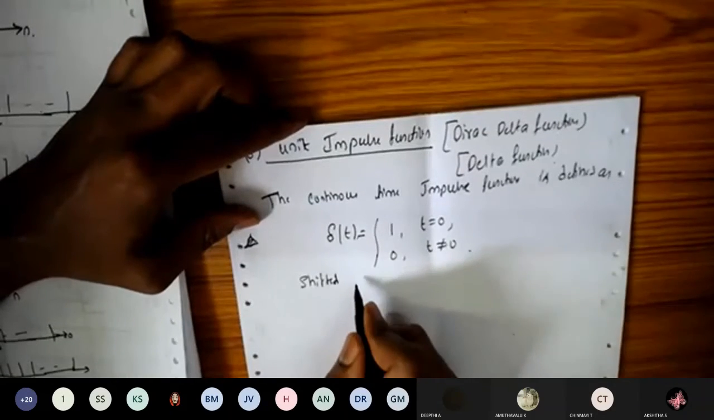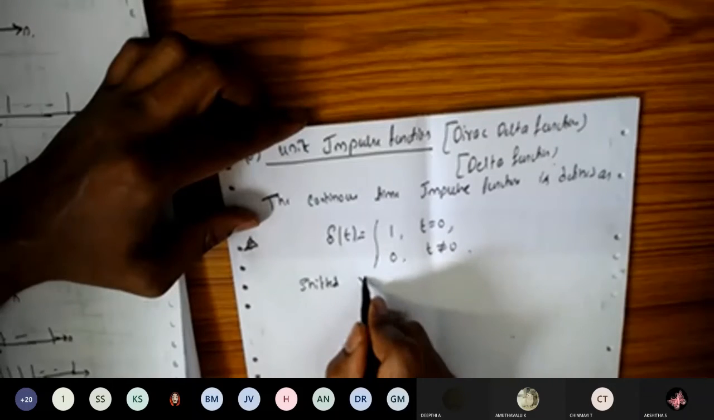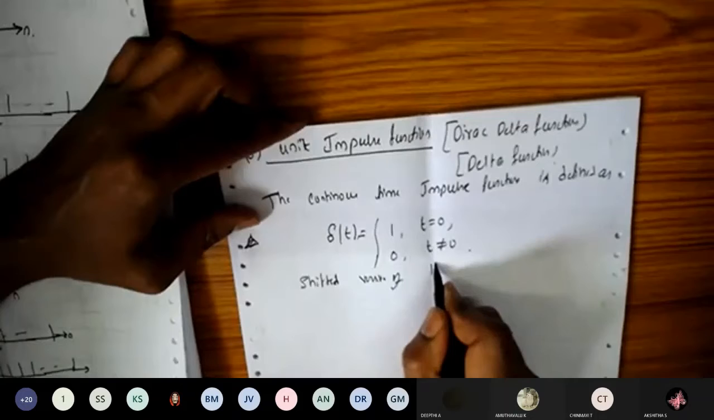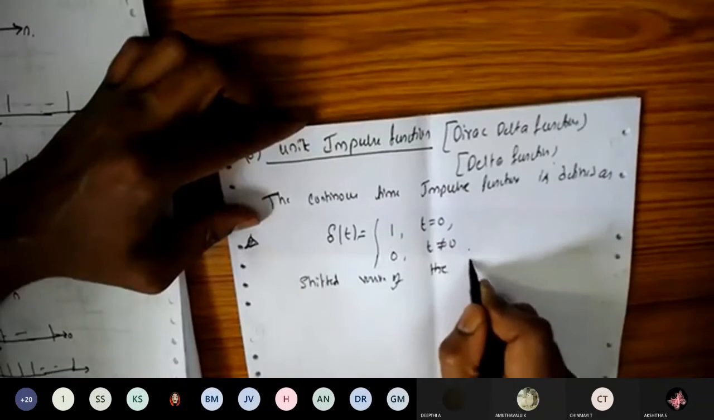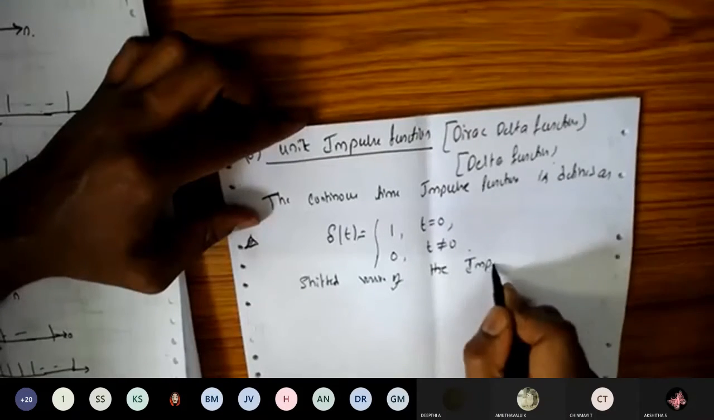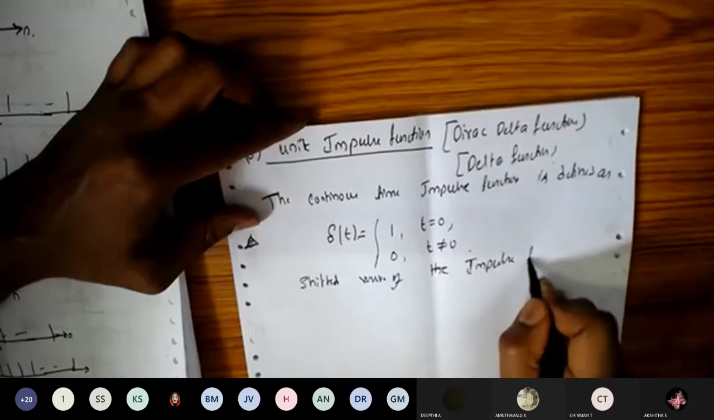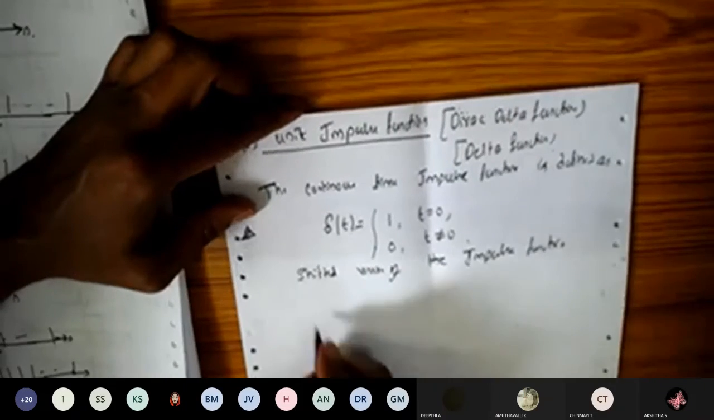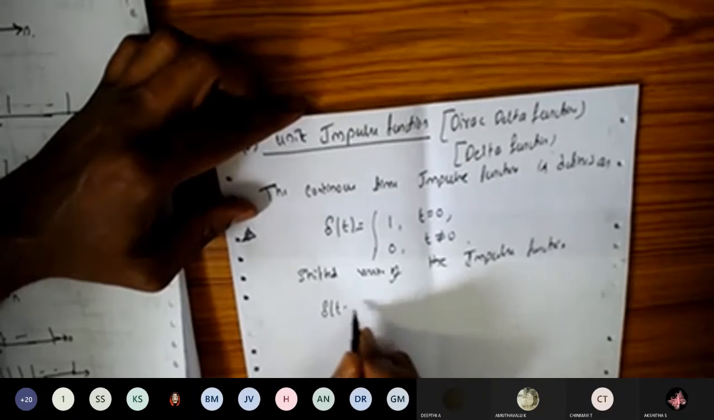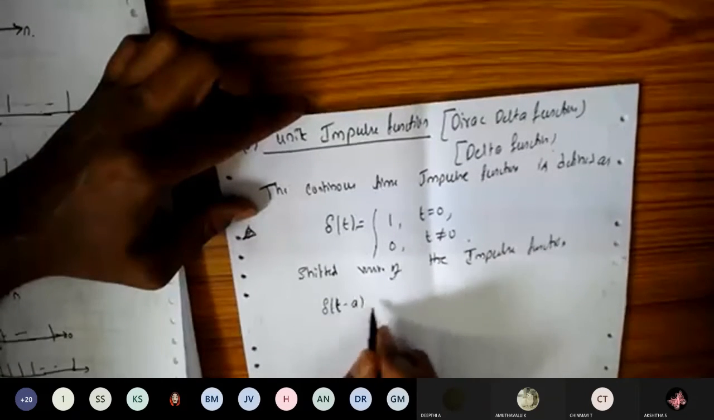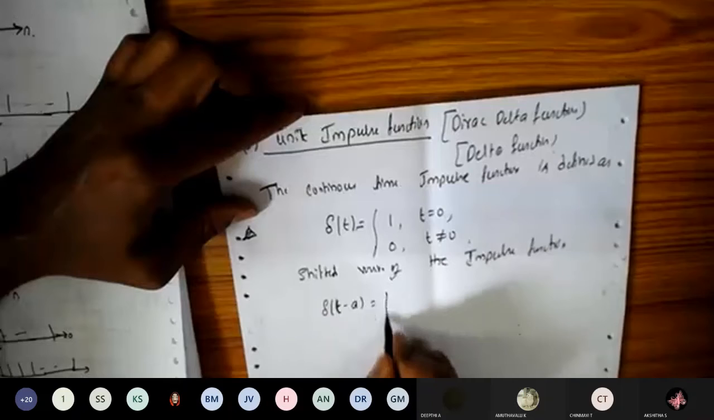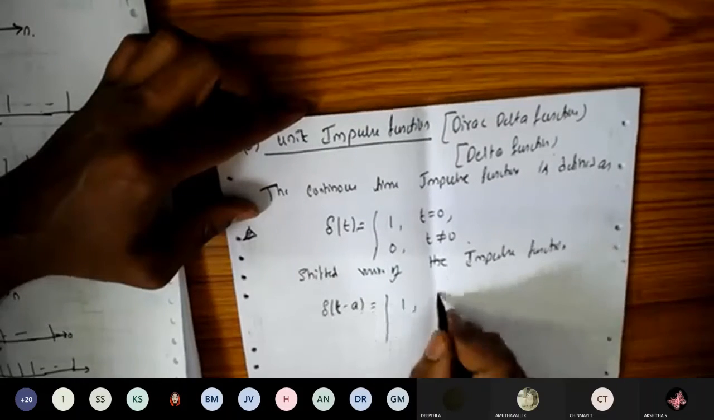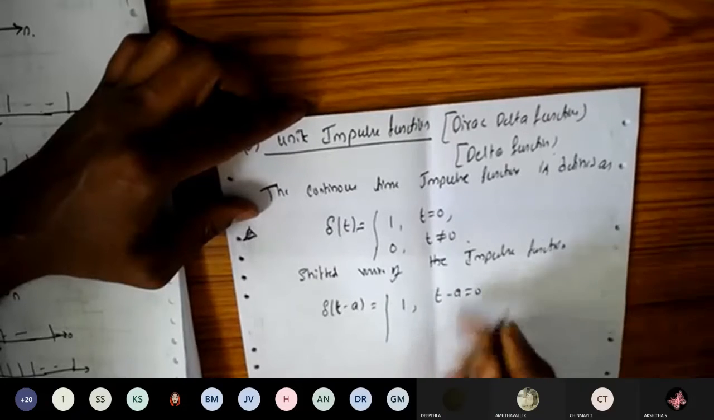So you should remember this one; it's very important. Similarly, the shifted version of the unit impulse function can be defined like this, as we have seen before. It is called delta of t minus a, which means the waveform is shifted towards the right side by a units.